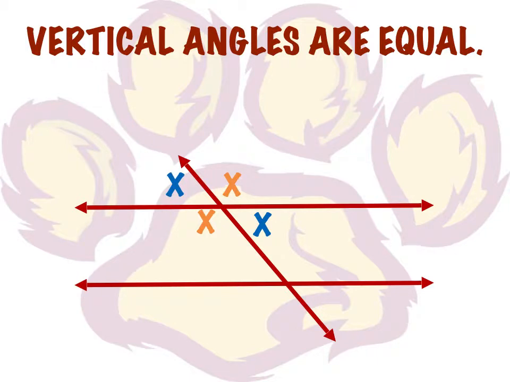With parallel lines and transversals, vertical angles are equal. That means the angles that are directly across from each other should be the same. So you see the blue angles are the same and the yellow angles are the same.